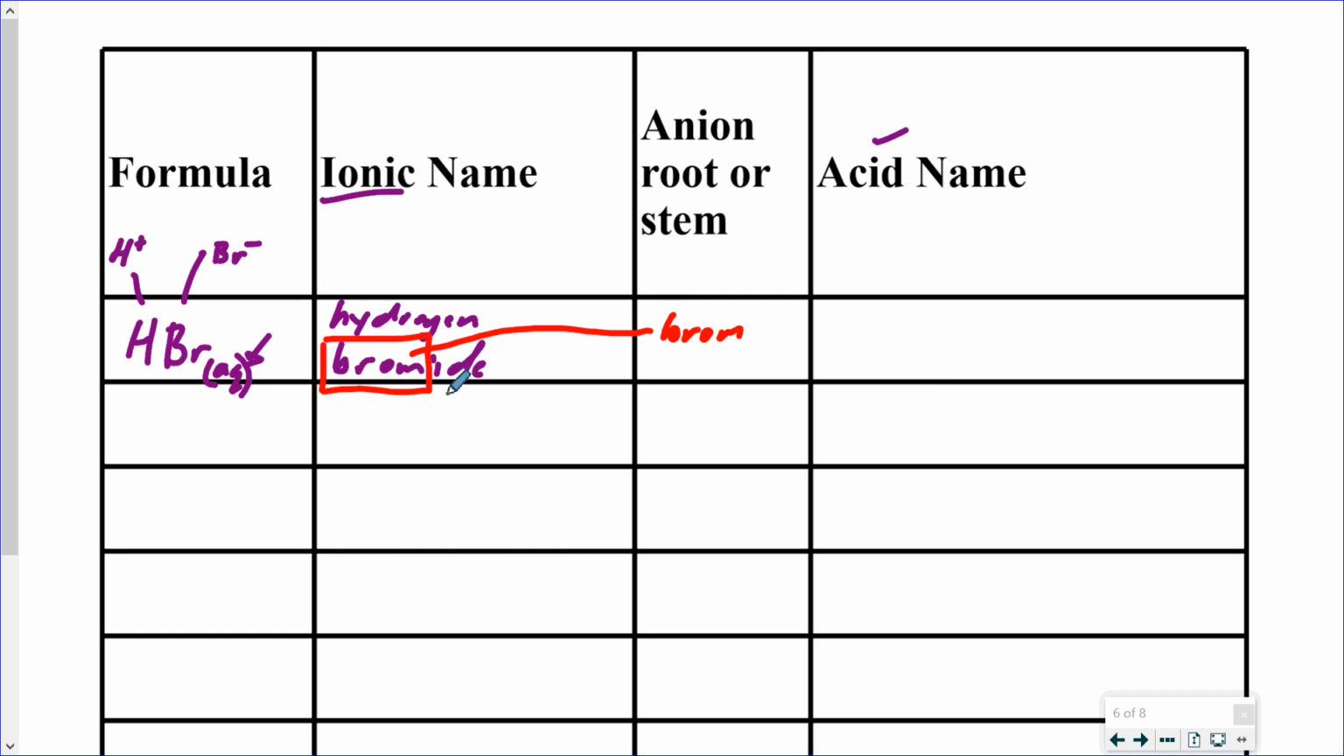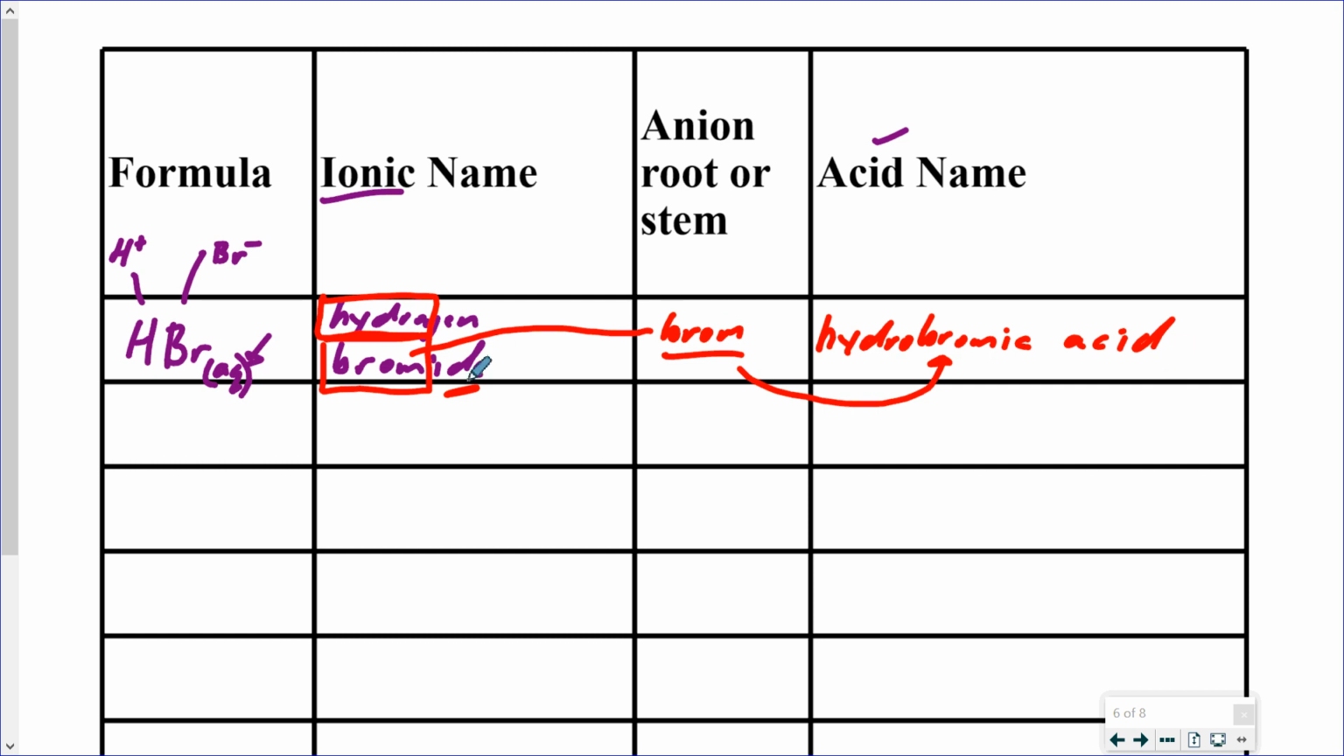Because it has the ending IDE, I'm going to use that first rule. So what does the first rule say? I'm actually going to take the hydro from the hydrogen, and that's the first part of the name, hydro. Then I'm going to take the root or the stem, and that's what goes in here, brom. And the rule says change the ending to ic and add in the word acid. So this is a binary compound, a binary acid.